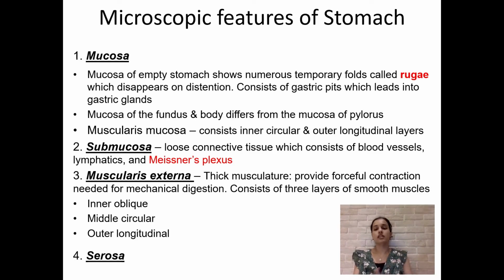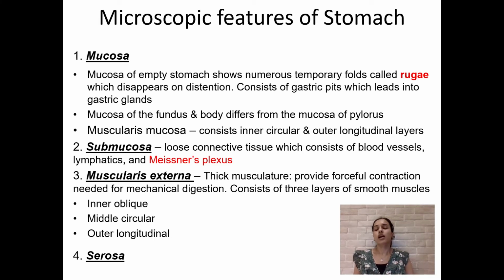Just like the other organs of the digestive tract, the stomach has four main layers in the wall: the mucosa, submucosa, muscularis externa, and serosa. If you take a section of an empty stomach, the mucosa has numerous folds. These are temporary folds, seen only when the stomach is empty. They are called rugae. The rugae disappear on distension whenever the stomach is filled with food.